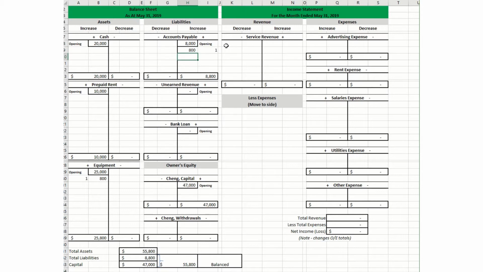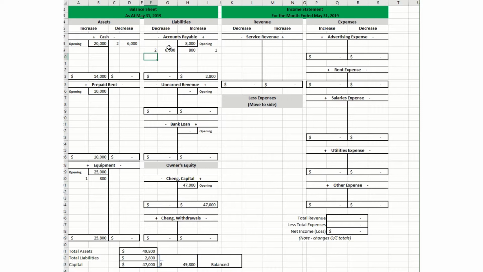Item number 2, we paid $600 to reduce the amount owing to a supplier. So we are reducing our cash by $600. And we said we're reducing the amount owing to a supplier, so we are reducing our accounts payable by the same.